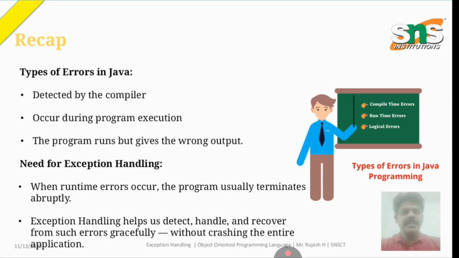In the previous session we discussed the various types of errors in Java. One of the errors, which is detected by the compiler, is called a compile time error. The error which occurs during program execution is called a runtime error. And the program sometimes runs but gives the wrong output. It may be a logical error. So what is the need of exception handling?